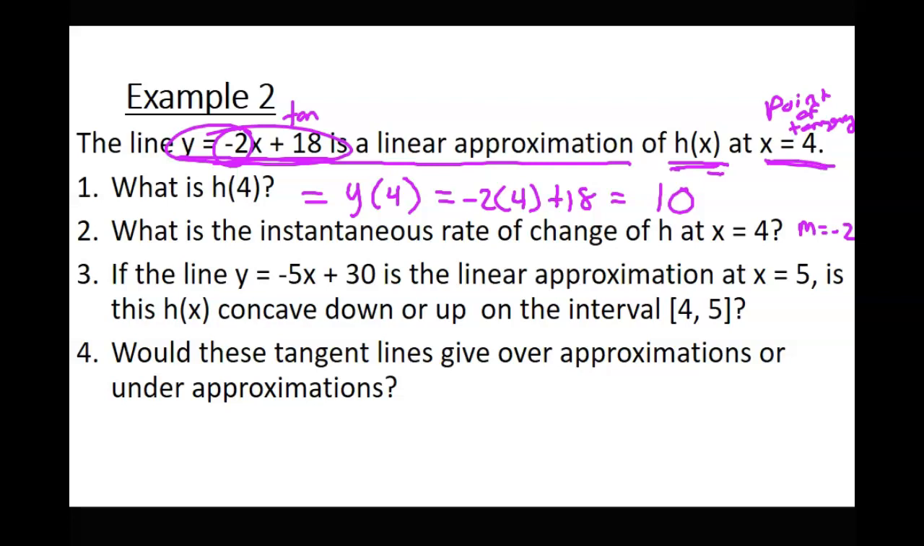So if the line y equals negative 5x plus 30, this is a tough question, I think. If the line y equals negative 5x plus 30 is the linear approximation at x equals 5, is the function concave up or down on the interval from 4 to 5? So this is a tough question. It's meant to make you scratch your head and think.